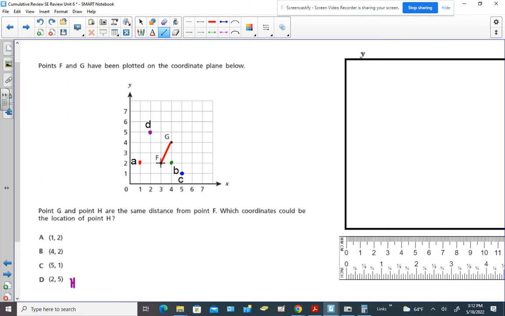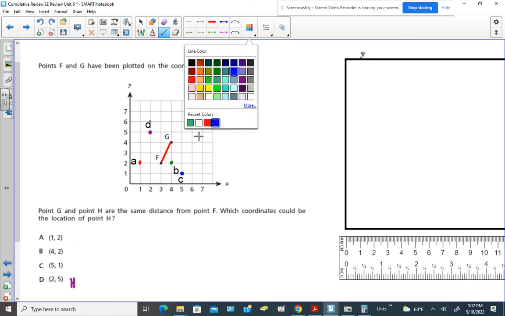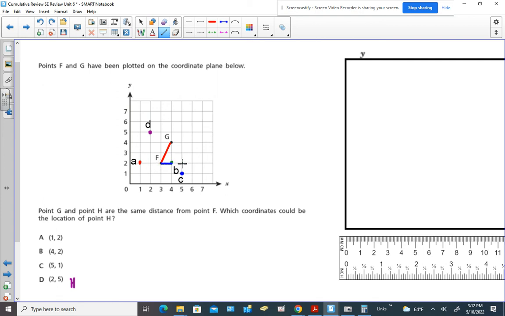So if I do a line from F to this green dot, which is choice B, is there any way that we would conclude that that blue line is the same length as the red line? You can clearly see that they're not the same length. So that's choice B. We can probably get rid of that one. That's probably a no.